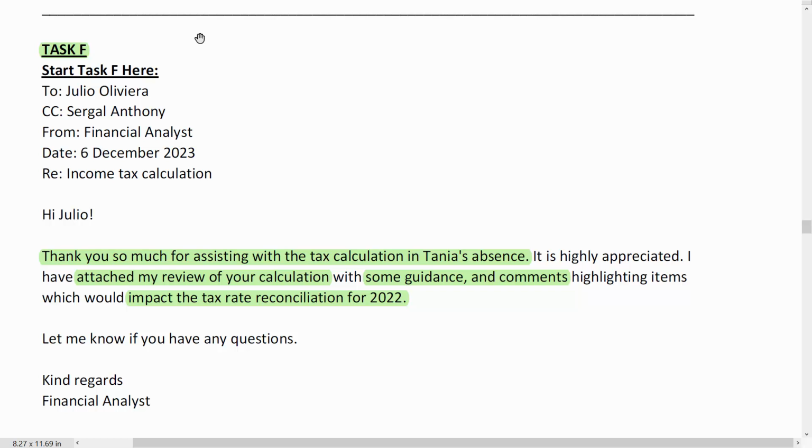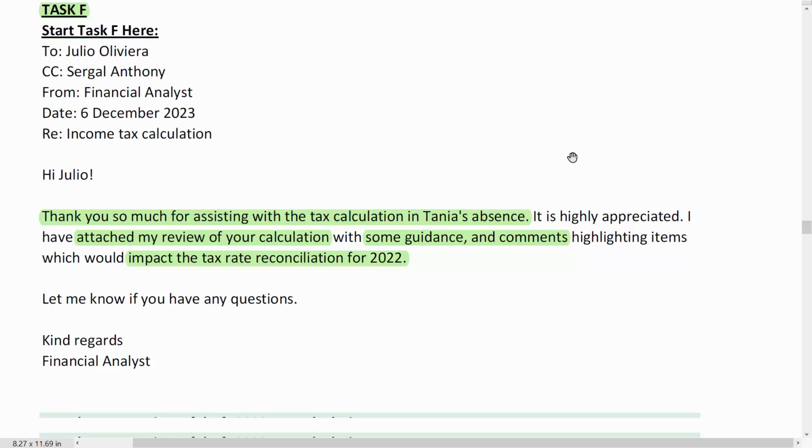The candidate begins the response with an introductory email. The candidate thanks Julio for assisting with the tax calculation in Tanya's absence. The candidate then notes that they have attached their review of the calculation with some guidance and comments, and then also notes that they've provided, as required by the task, the impact on the tax rate reconciliation of the various items listed in Julio's taxable income calculation. Let's now go and have a look at the individual items in the attachment.